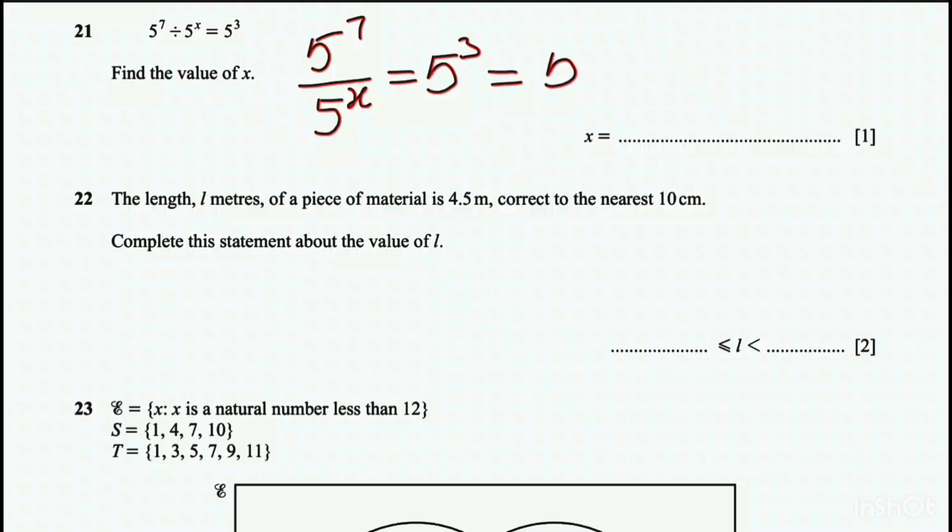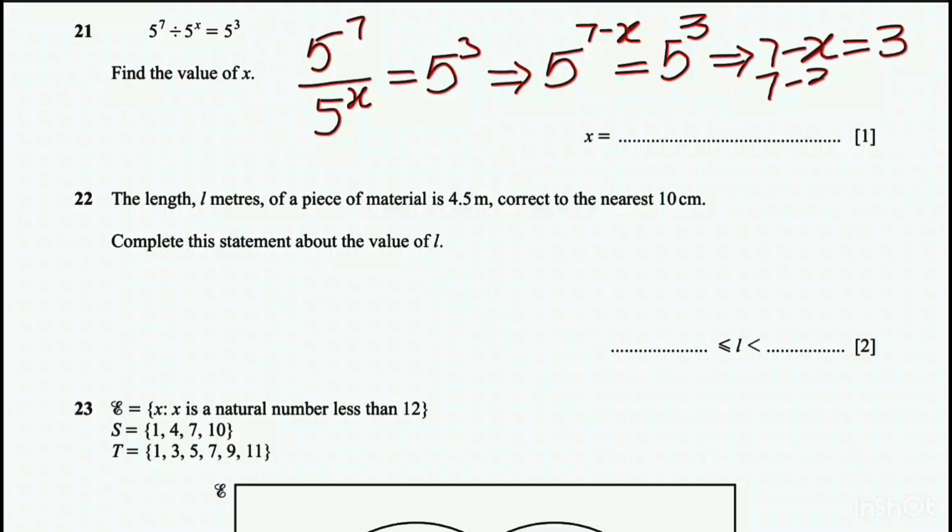So we know that when bases divide, powers get subtracted. So we write 5 once and write 7 minus x equal to 5 power 3. Then we can equate powers. Both bases are 5 on both sides, and 5 power 7 minus x and the other 5 power 3 are written equal. When we bring 3 to the left side, 7 minus 3 is 4, and the x value becomes 4.